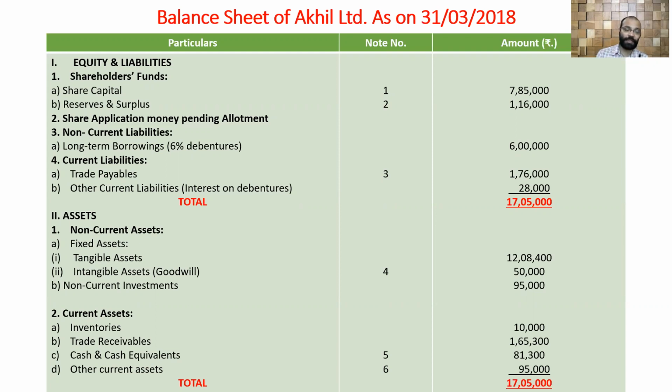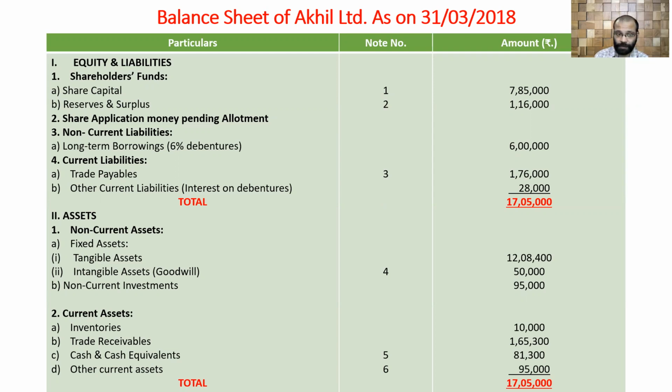Now let's come to the asset side. It's a vertical balance sheet, so we are not going to any other place. We're going to prepare it on one single sheet. So the second item is the asset side. Under assets we have two things mainly as per the format: non-current assets and current assets. Non-current assets means long-term type of assets, like fixed assets, tangible and intangible. The tangible, already calculated, is 12,08,400, isn't it? Then we have the intangible, which is 50,000. Then we have non-current investments, which is already given in the question, 95,000. So that is what we have been preparing.